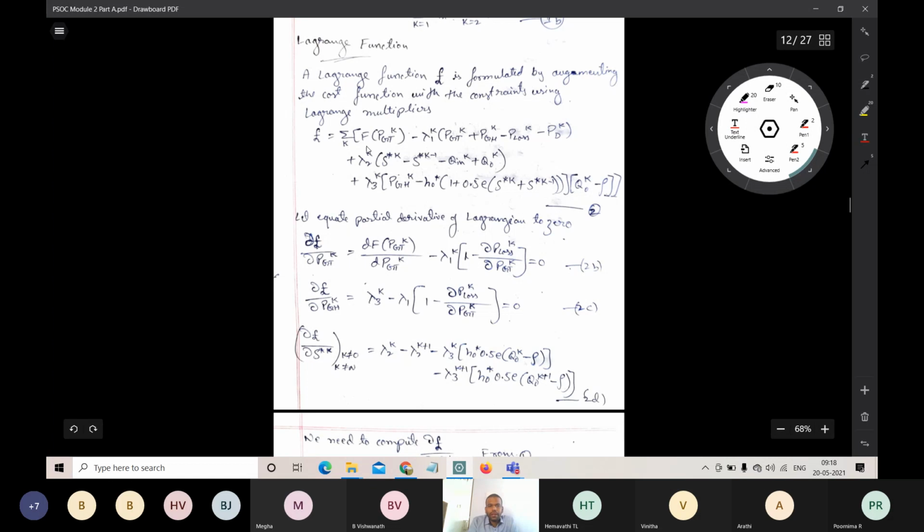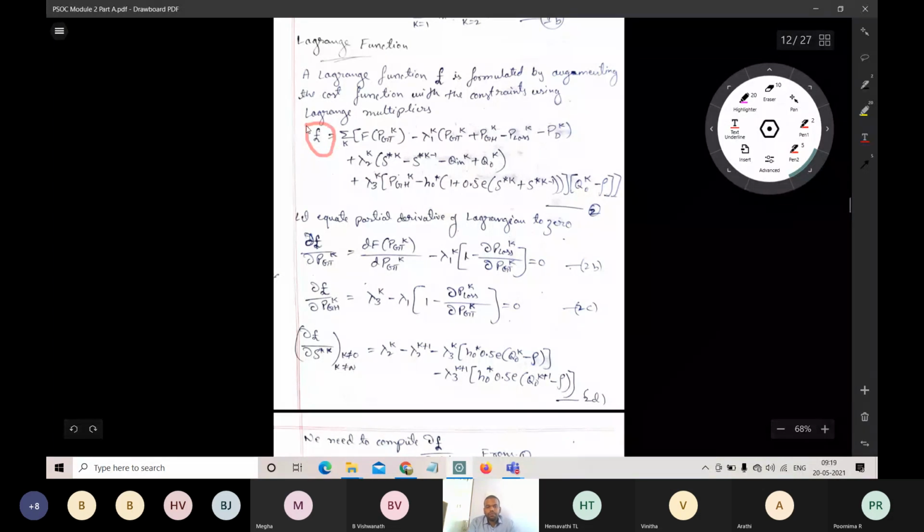So the Lagrangian is given by combining all the equations. The first one is the fuel cost equation, the fuel cost of the thermal station. If you differentiate this equation with PGT, you will get the lambda value. Then minus lambda 1k into the thermal power generation balance equation, plus lambda 2 into the storage equation, plus lambda 3 into the power generation by hydel stations. So this is the equation for the Lagrangian function.